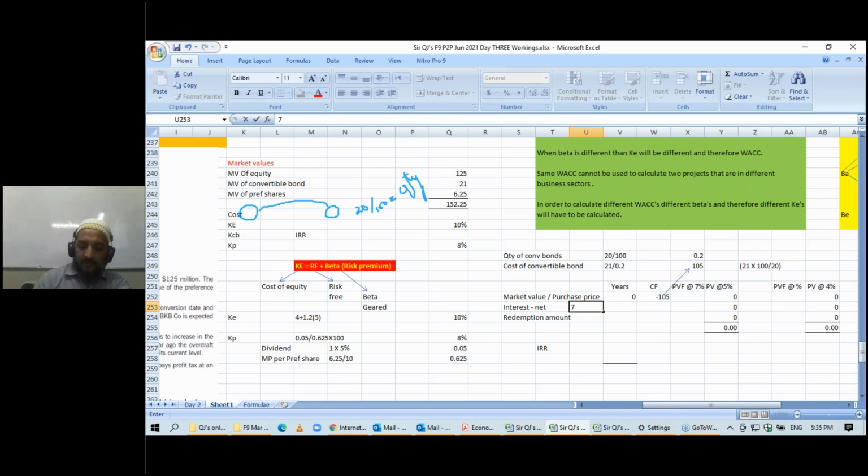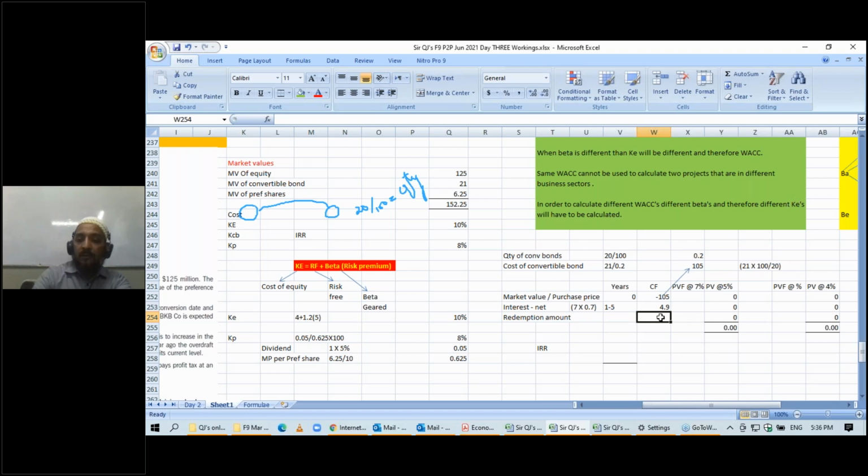So 7 multiplied by the tax rate. The tax rate is 30%, so multiply it by 0.7. This gives you the interest which will occur from year 1 till year 5, and this is going to be 4.9.